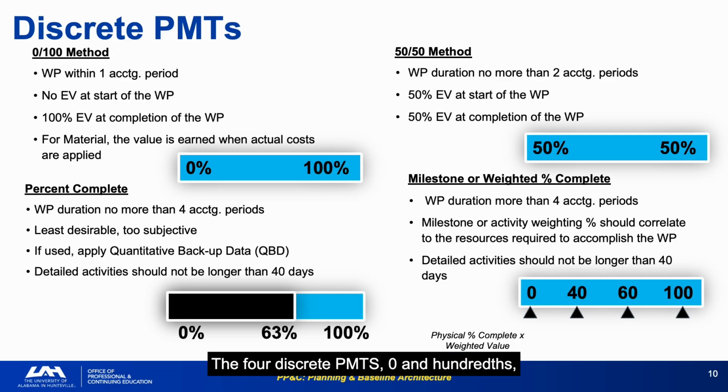The 4 discrete PMTs, 0/100, 50/50, milestone/weighted, and percent complete, are the tools for measuring objectively completable work, each appropriate for a different work package duration and type. 0/100 is the most objective, all or nothing, but only works for single-period tasks. Weighted milestones are the most commonly desired because they allow longer duration tasks to be measured at meaningful intermediate points. Least desirable, too subjective, percent complete is the technique that most often gets abused.